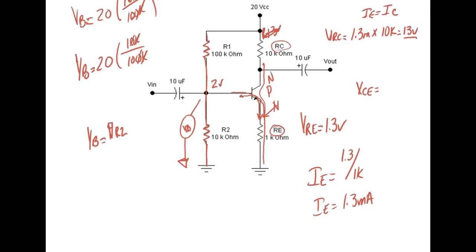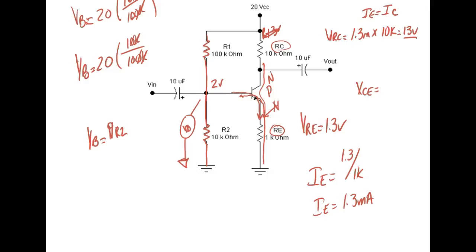Kirchhoff's law, guys. 13 volts here, 1.3 volts there. It's a series circuit. Kirchhoff says the sum of the voltage drops down this series circuit has to be equal. So we're operating pretty close to saturation. We need to change some resistors, but these are easy to calculate.